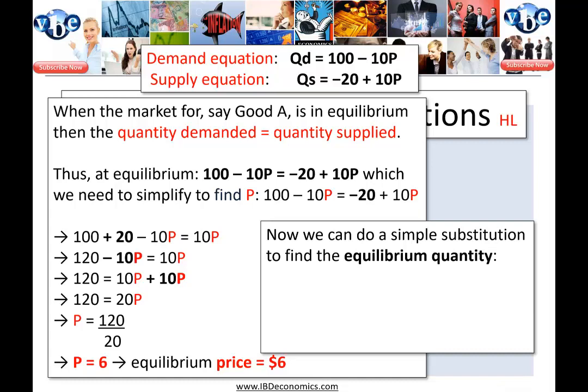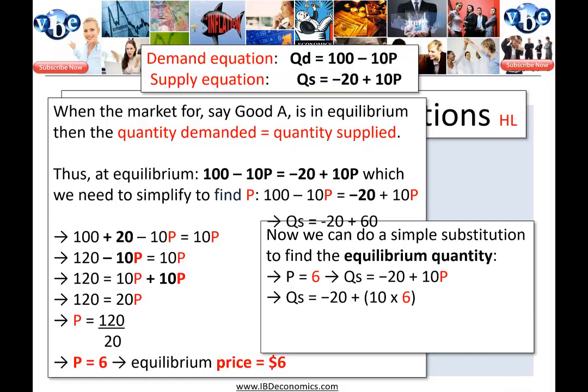Now, a simple substitution to find the equilibrium quantity. When price equals $6, quantity supplied equals negative 20 plus 10p. P is 6. QS equals negative 20 plus 10 times 6. Negative 20 plus 60. The quantity supplied is 40 units at equilibrium, which means quantity demanded must be 40 units as well.